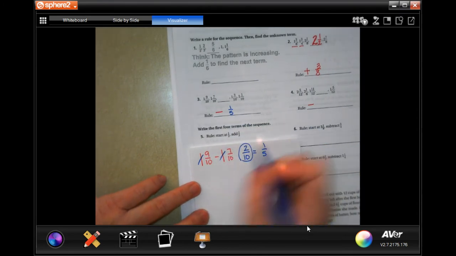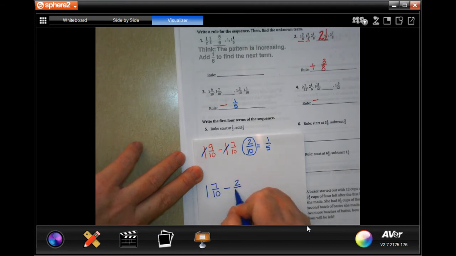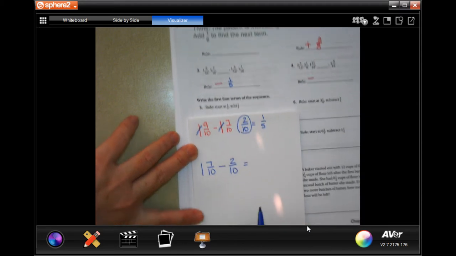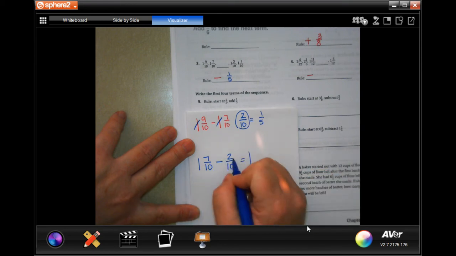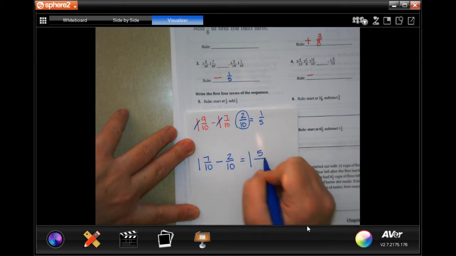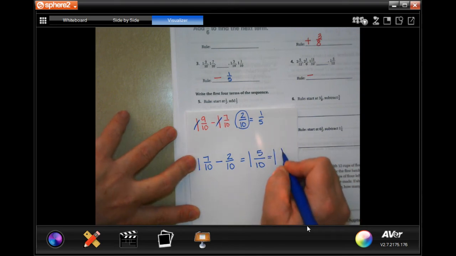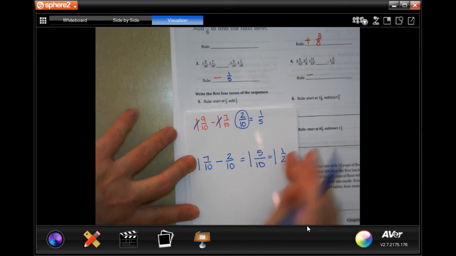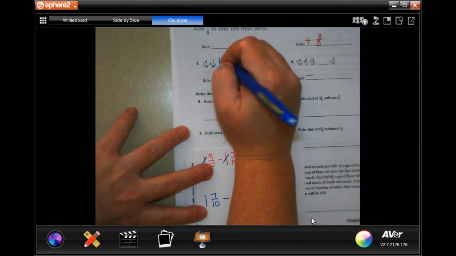So now I'm going to take 1 and 7/10 and I'm going to subtract 2/10. 1 take away nothing is still going to be 1. 7 minus 2 is 5, and the denominator stays the same. Now 5/10 is equal to 1/2. So your fill in the blank is going to be 1 1/2.